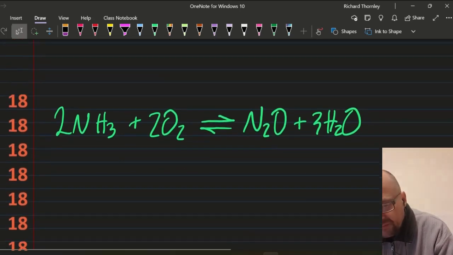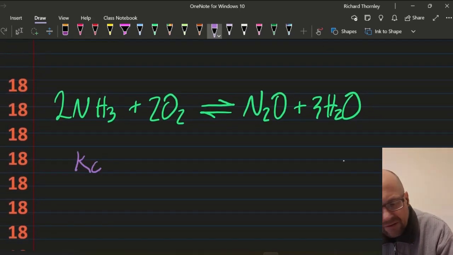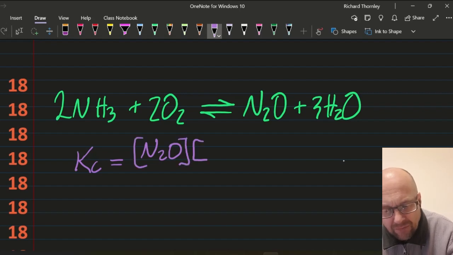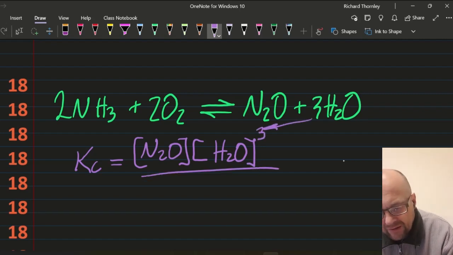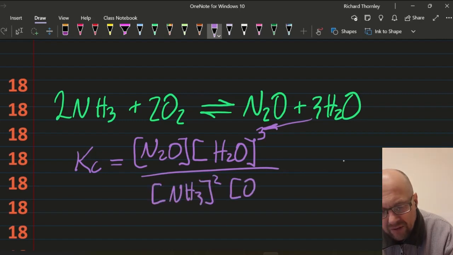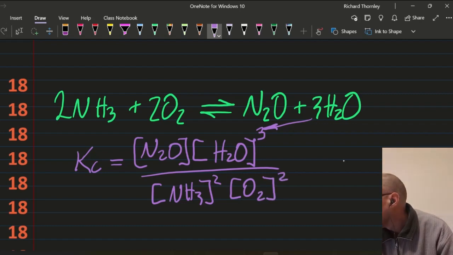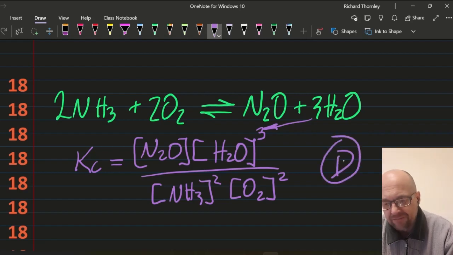KC. This was the easiest question on the paper, almost certainly. Everyone can do this. So it's products over reactants, isn't it? Products over reactants. And then you've got to raise the coefficient there to make it that power. So that gives me ammonia squared and oxygen squared, and everything's multiplied. But I bet they're going to try and add it. Oh no. All right then, what's going on? That D? Yeah, 18D. No problem.